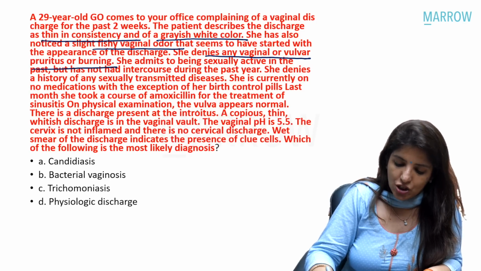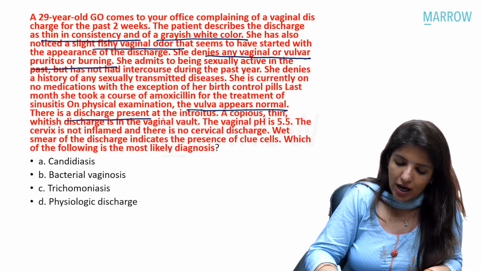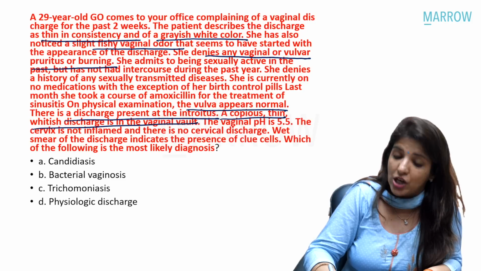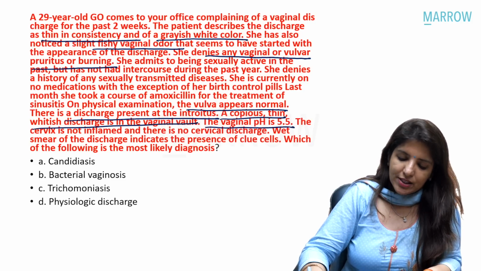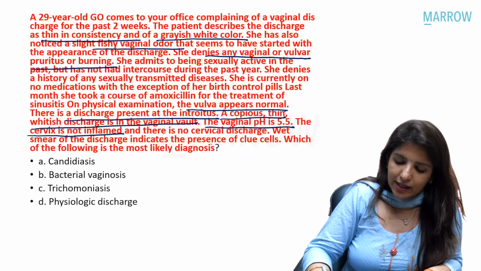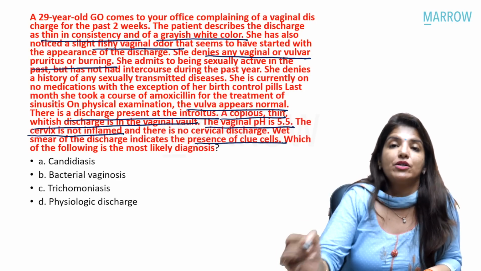On physical examination, vulva appears normal. Discharge is present at introitus. A copious thin whitish discharge is in vaginal vault. pH of the discharge is 5.5. Cervix is not inflamed, and wet smear indicates the presence of clue cells.